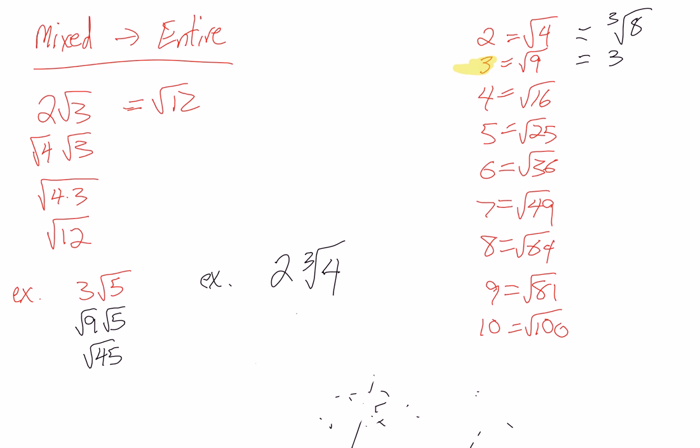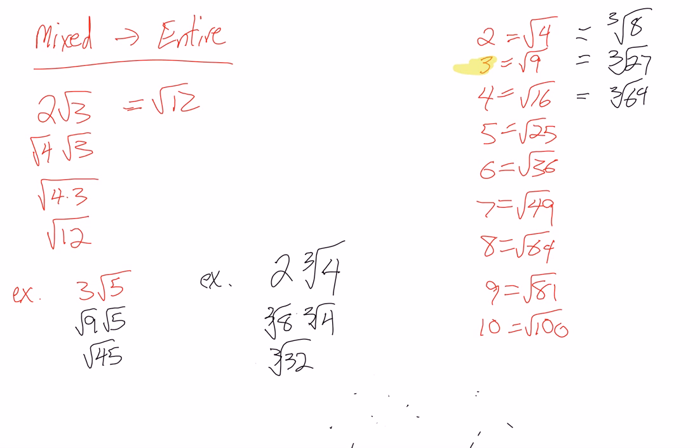3 times 3 times 3 would be 27. 4 times 4 times 4 would be 64, and so on. So we just use the different column. We would change 2 into cube root of 8 instead of square root of 4. And then we have cube root of 8 times cube root of 4. 8 times 4 is 32, and we're done.